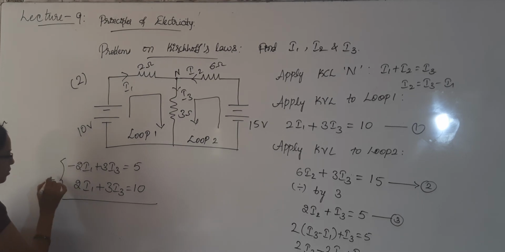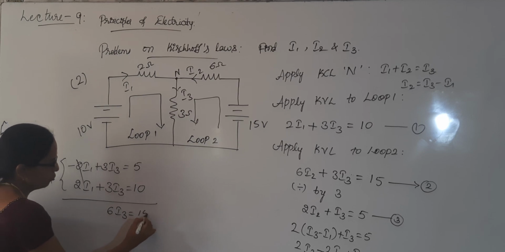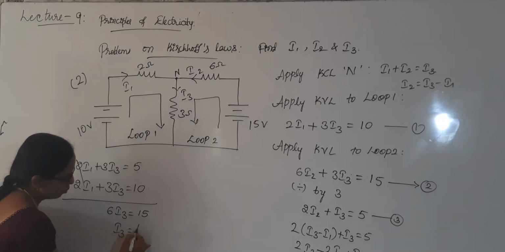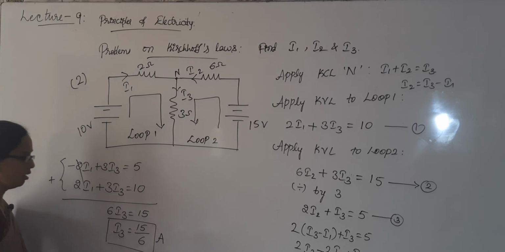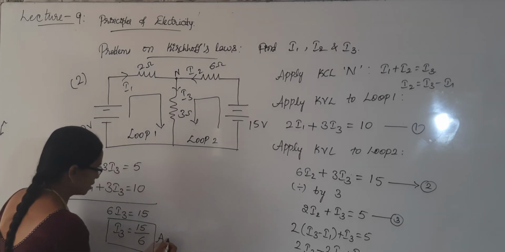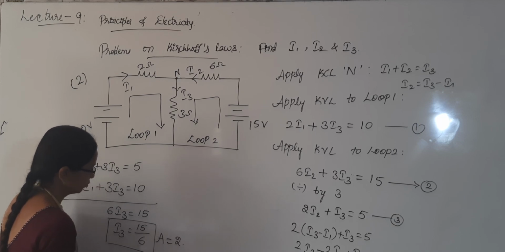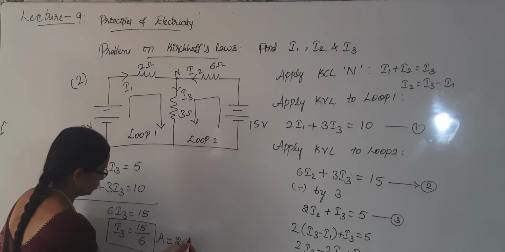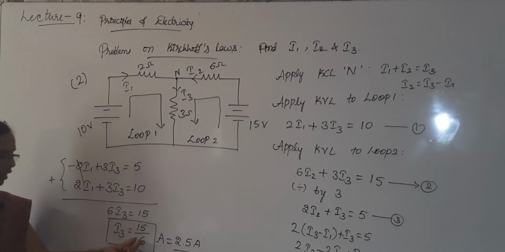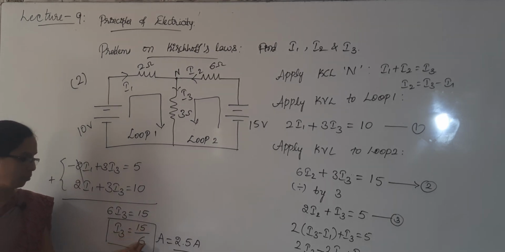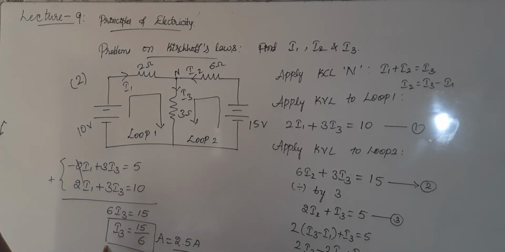If I add these equations, the I1 terms will get cancelled. I will get 6I3 is equal to 15. I3 is equal to 15 by 6. You can keep it like that, or you can put it as a fraction, that is equal to 2.5 amperes. You can put it as 15 by 6 or 5 by 3, or 2.5 amperes. Okay, this is the value of I3.